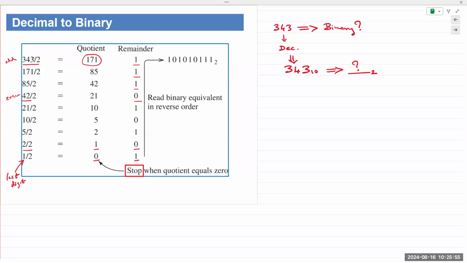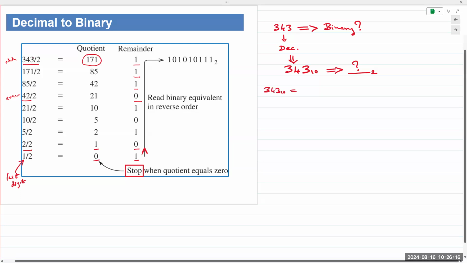And then we simply read the number in the reverse order, starting with the last. And that gives us 101010111. And that is the binary equivalent of 343. 343 can be written as 101010111 with a base of 2.